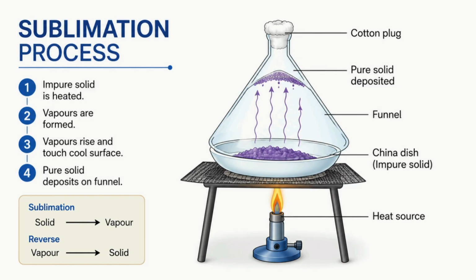Sublimation is used in pharmaceutical industries for purification of chemicals and preparation of certain medicinal compounds. One major advantage is that impurities remain behind while the pure substance gets collected separately. This process is simple and effective for substances having low melting points and high vapor pressure. However, only certain substances can undergo sublimation. Non-sublimable substances cannot be purified by this method. Therefore, sublimation is an important purification technique in pharmacy and chemistry.